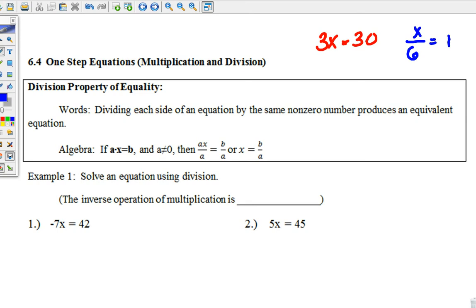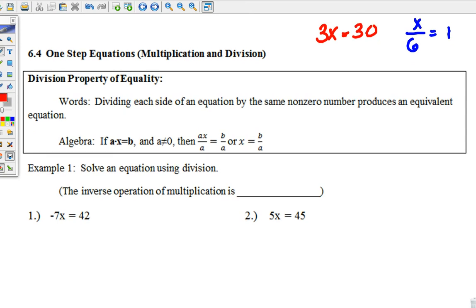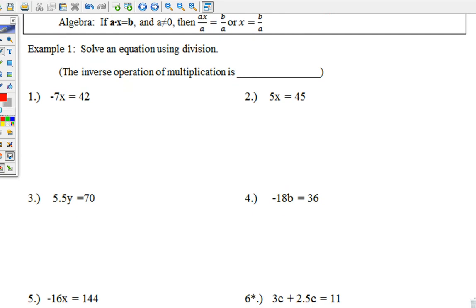So the division property of equality basically says that you can divide both sides by any number as long as it's the same number, and that is one valid step you can use to solve an equation. I'm not worried too much about the actual property. You won't be tested on that. We're just going to be using it. So our first example here, we're going to solve an equation using division. And remember from before, we've talked about inverse operations. The inverse operation of multiplying is division.